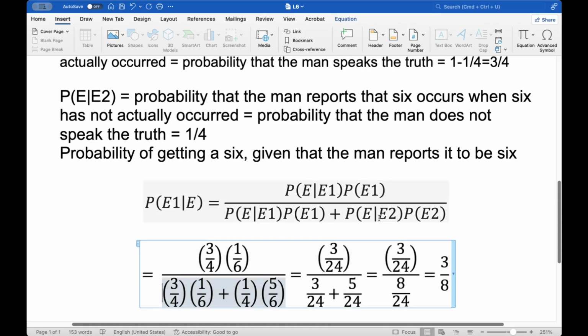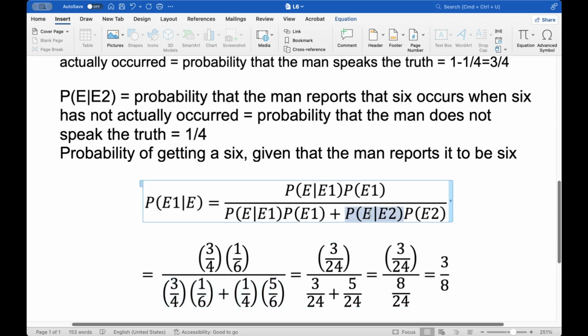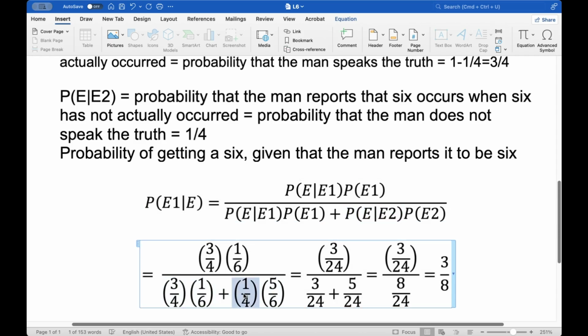Then the second part is the probability of reporting a 6 given it's not a 6, which is a lie, and that's 1/4 of the time, times the probability of E2, which is not getting a 6, which is 5/6. We have a common denominator of 24 here. Numerator is 3/24. Denominator is 3 plus 5, so it's 8/24. The 24s cancel out, and the probability is 3/8.